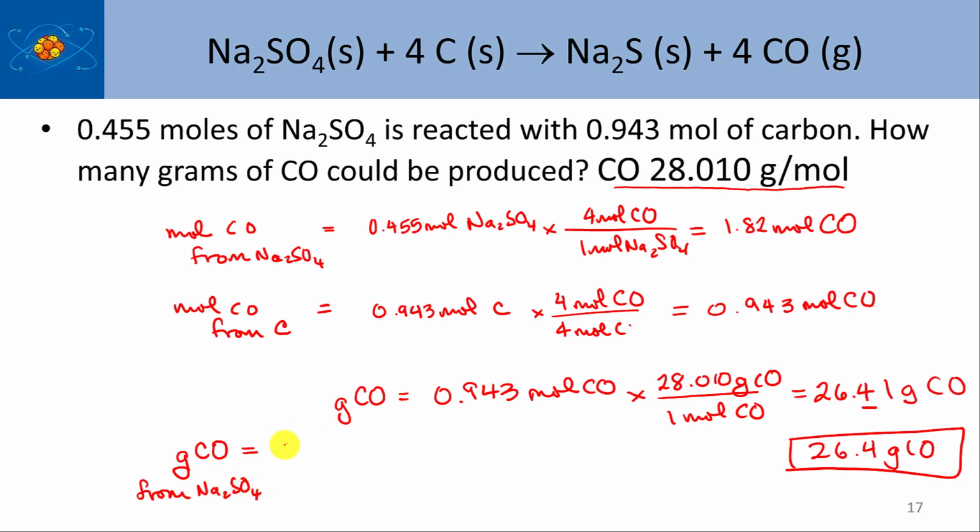And I would have started with 0.455 moles of Na2SO4. And then I would have said it's 4 moles of CO for every 1 mole of Na2SO4. And then the last step would have been, notice I'm here, right? I've canceled those out. So what I'm left with is moles of CO. I could just tack that last step on.